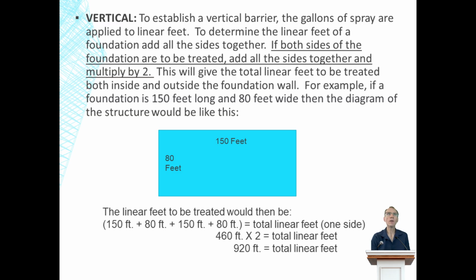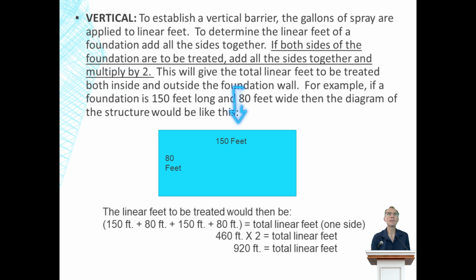For example, if a foundation is 150 feet long and 80 feet wide, then the diagram of the structure would look like this. The linear feet to be treated would then be 150 plus 80 plus 150 plus 80, equaling total linear feet one side. 460 linear feet in this scenario would then be times by 2 to get your total linear feet.